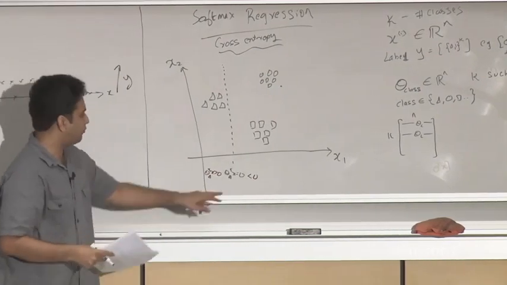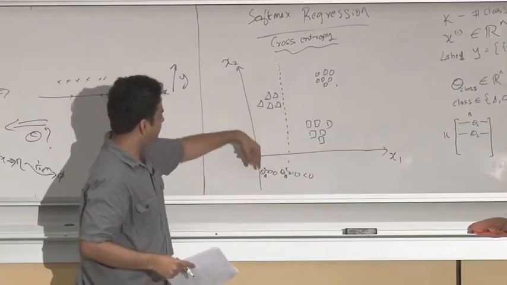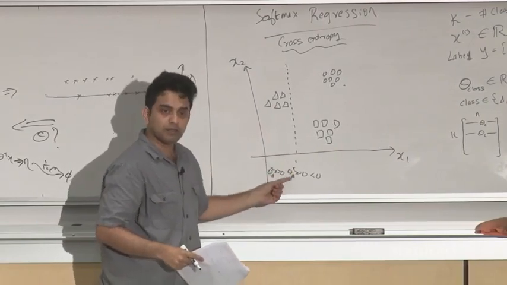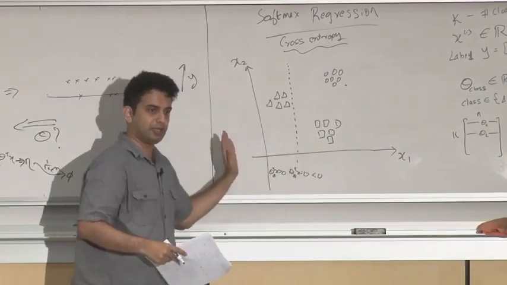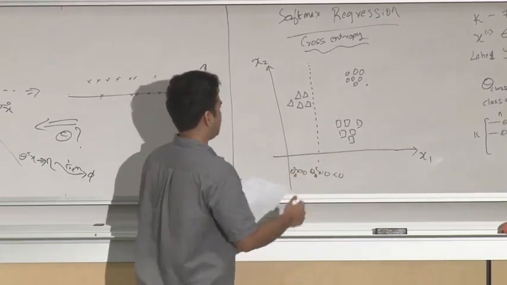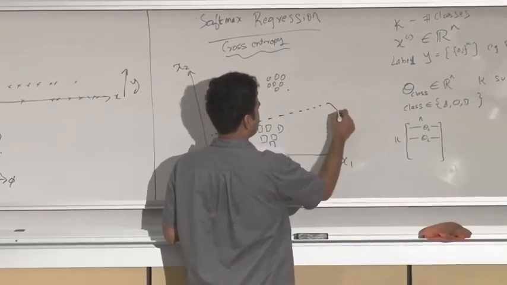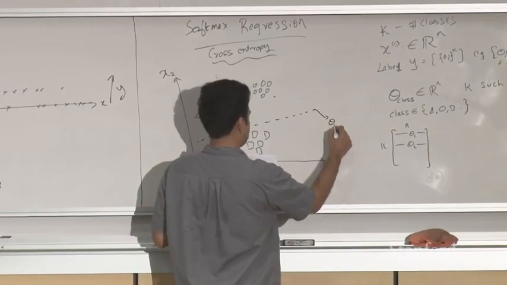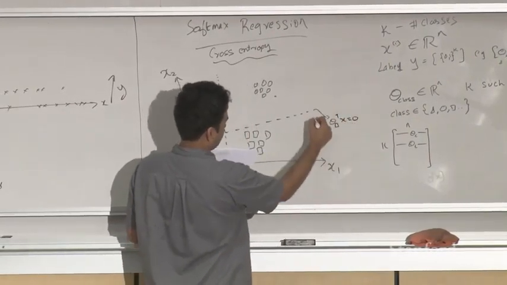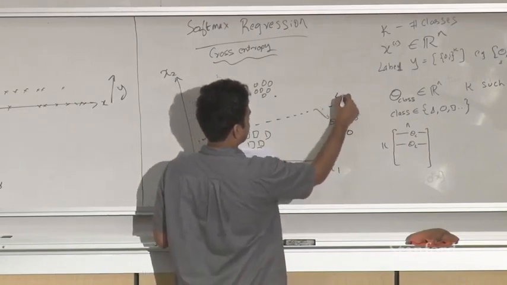Right? So for the triangle class, there is this line which corresponds to theta triangle transpose x equals 0. Anything to the left will give you a value greater than 0, anything to the right less than 0. Similarly, this corresponds to theta square transpose x equals 0. Anything below will be greater than 0. Anything above will be less than 0.